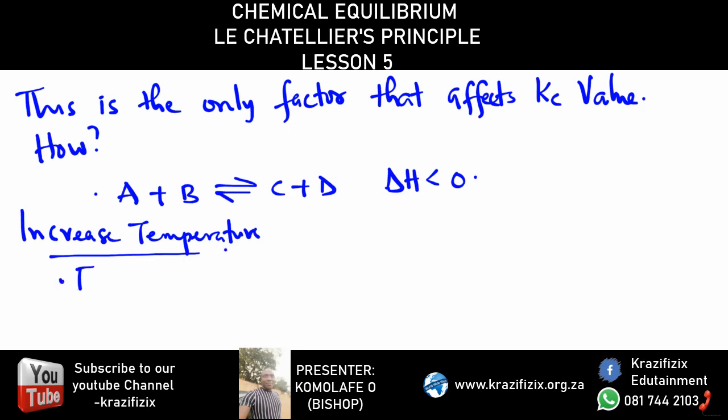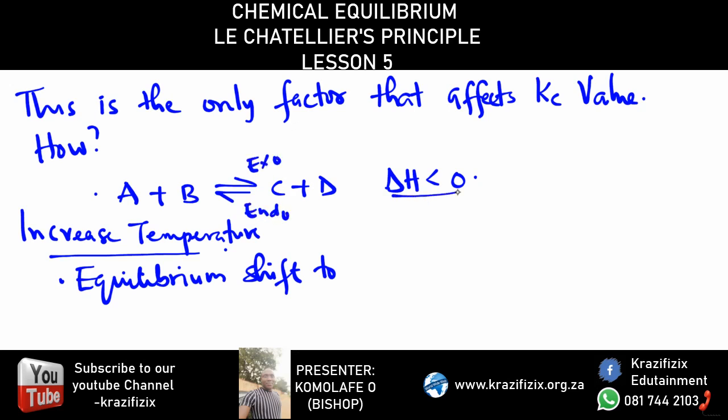Number 1, equilibrium will do what? Shift to where? Remember, increase in temperature favors the endo. So which one is the endo? This is my exo, remember, and this is what? Endo, because of this. So equilibrium will shift where? To the left.